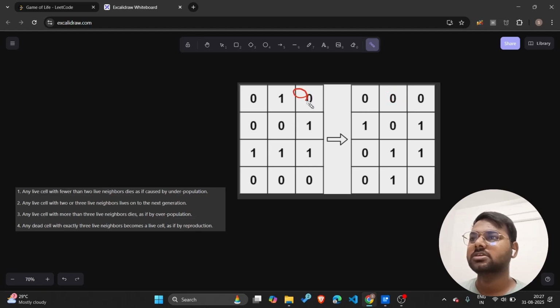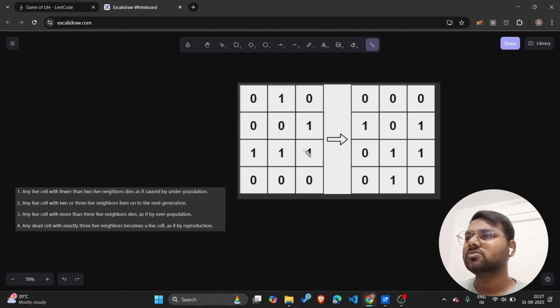And for this one, there are two living neighbors, but it's dead, and for a dead cell to become alive again we need three living neighbors. So it's also not going to be reborn. For here, we have one, two, three. It's dead, and we have three living neighbors. Then as per this rule, it's going to be alive again. It's going to reincarnate, so it's alive again.